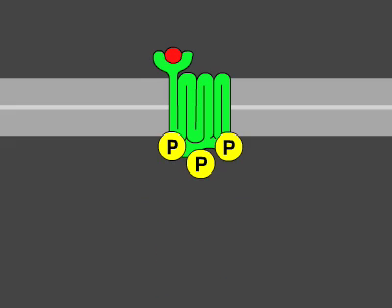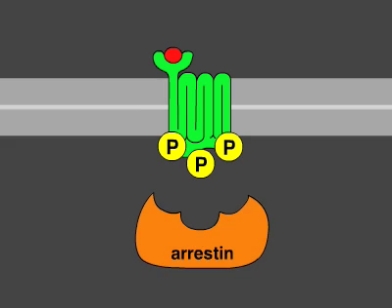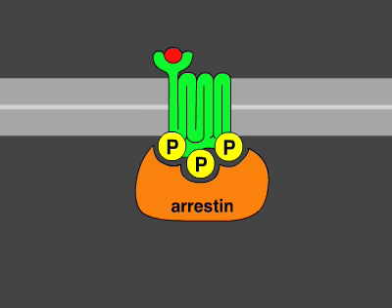Once a receptor has been phosphorylated in this way, it binds with high affinity to an arrestin protein, which inactivates the receptor by preventing its interaction with G proteins. Arrestins also act as adapter proteins and recruit the phosphorylated receptors to clathrin-coated pits, from where the receptors are endocytosed, and afterwards they can either be degraded in lysosomes or activate new signaling pathways.